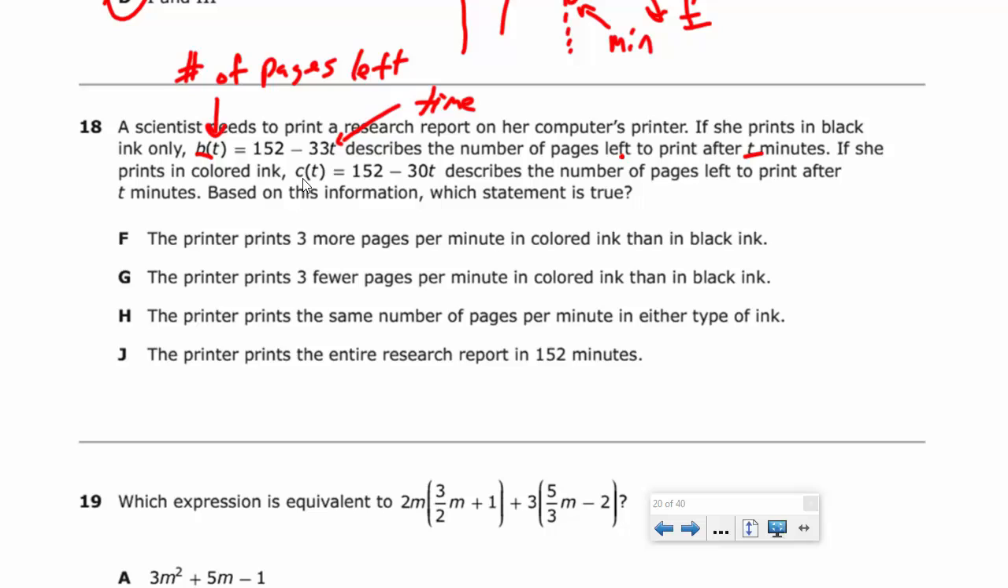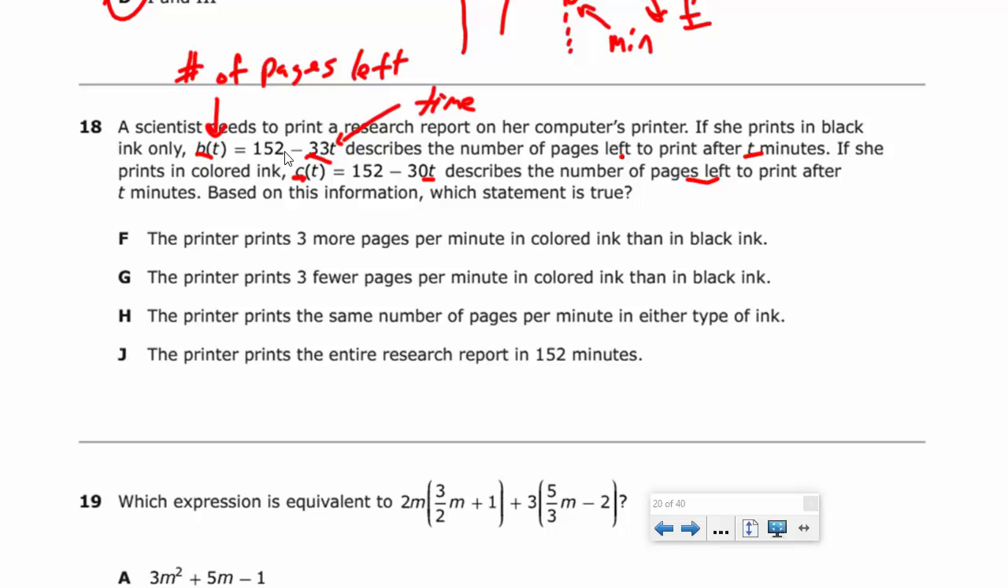If she used color ink, they give you another equation, C for color, and this is time again. This represents the number of pages left for the color ink, okay? So this describes the pages left after T minutes. Which of these statements is true, all right? The printer prints 3 more pages per minute in colored ink than in black ink. It's telling you right here, this is the number of pages per minute it's printing, okay? So you take the total number of pages you started with, 152 pages that haven't been printed, and then you're going to start printing them, apparently at 33 pages per unit of time, or per minute.